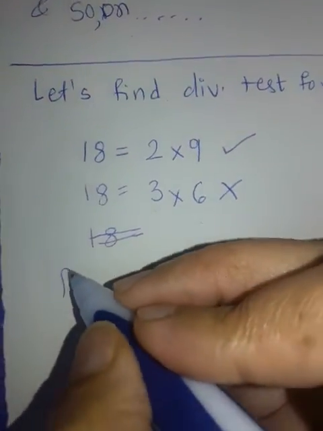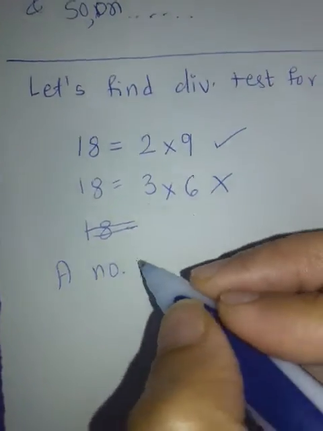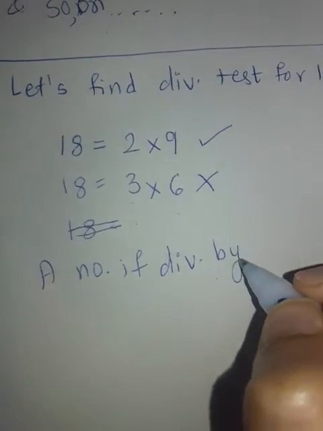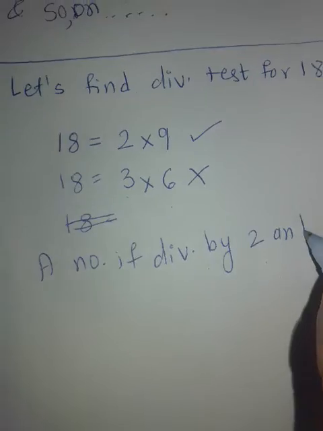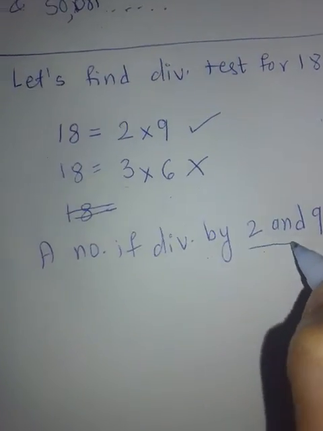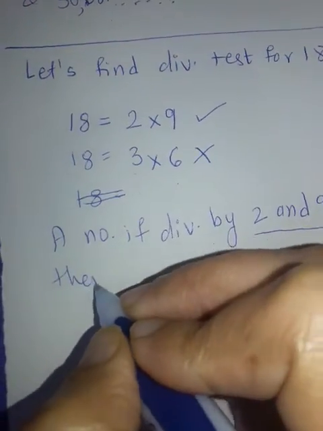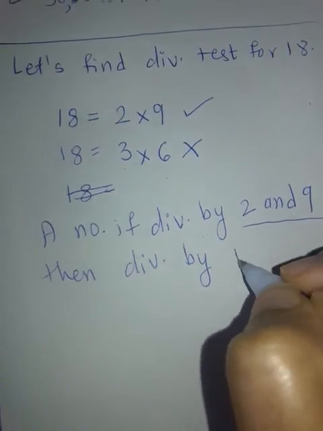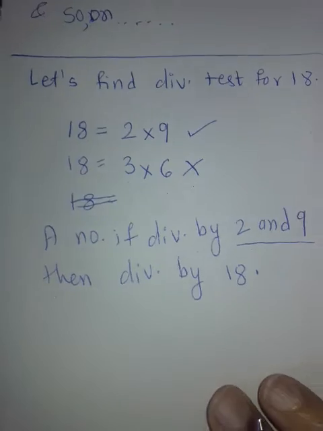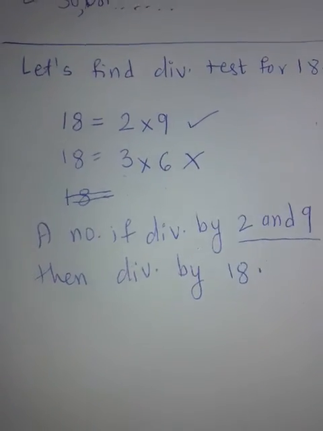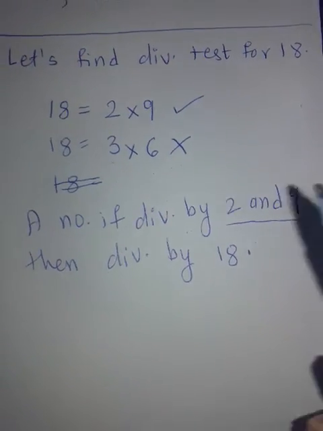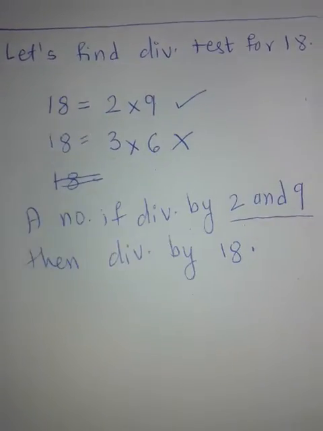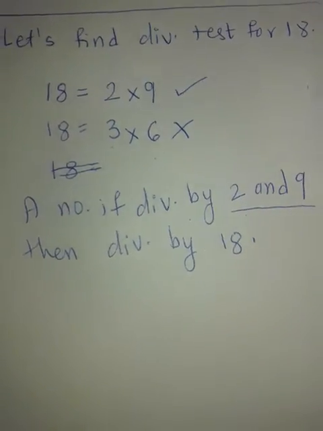That means what? A number if divisible by 2 and 9, then divisible by 18. See, you discovered your test. Did you have to memorize anything? No, you just factorized it. You saw it. There was no common factor. So you directly gave your divisibility test.